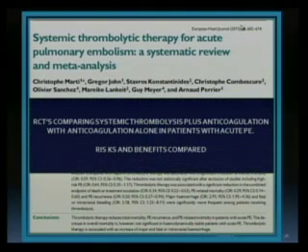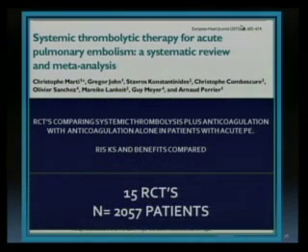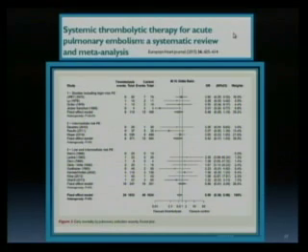Another meta-analysis, 15. This is the European, very current publication, 2015, more than 2,000. Again, it favors thrombolytic treatment. When you look at the high-risk PE, the massive and the intermediate PE, it favors thrombolytic treatment. But again, similar to the initial meta-analysis that we have reviewed, in terms of the hemodynamically stable, it does not favor thrombolytic treatment.